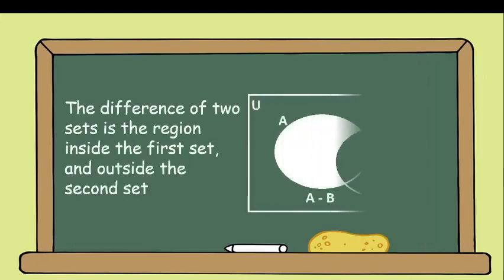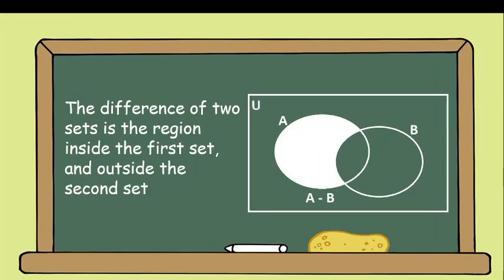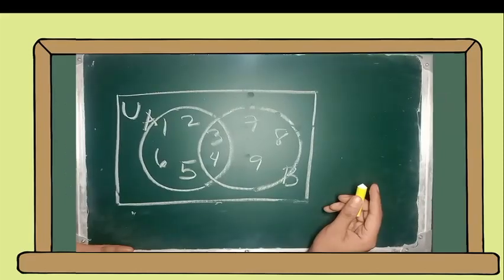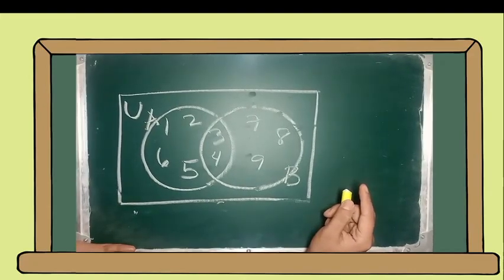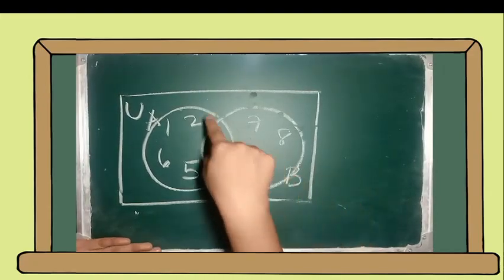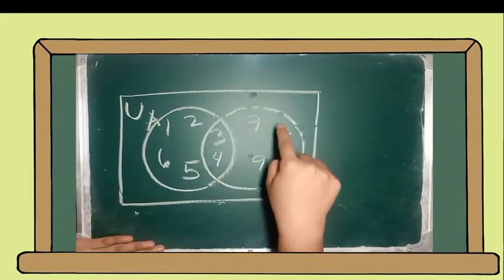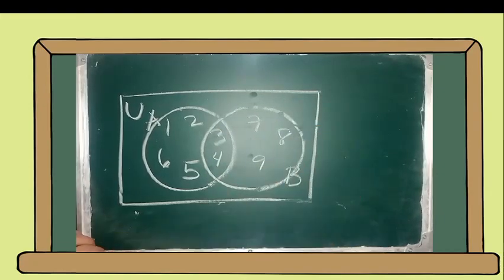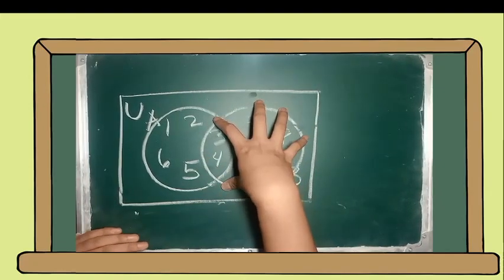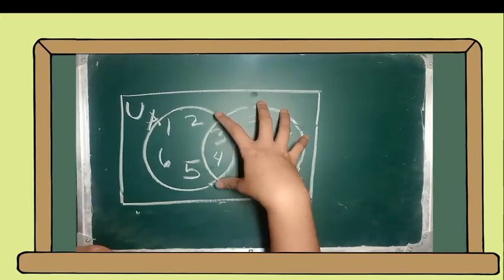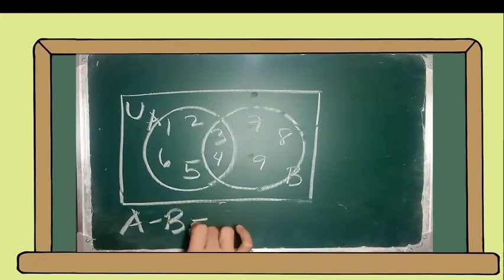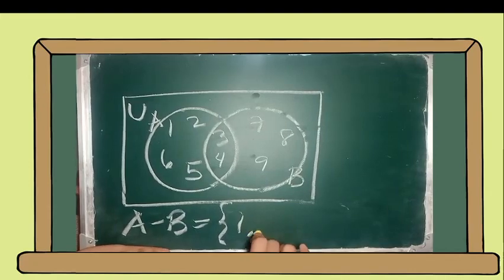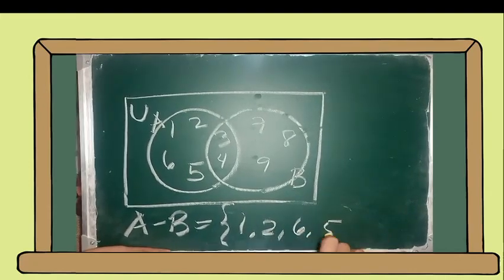The difference of two sets is the region inside the first set and outside the second set. Finally, for the difference of set, ang difference of set A and B ay lahat ng elements sa loob ni A na nasa labas ni B. So, ito yon. Tatakpan lang po natin siya para makuha natin yung difference niya. So, A minus B is equal to 1, 2, 6, and 5.